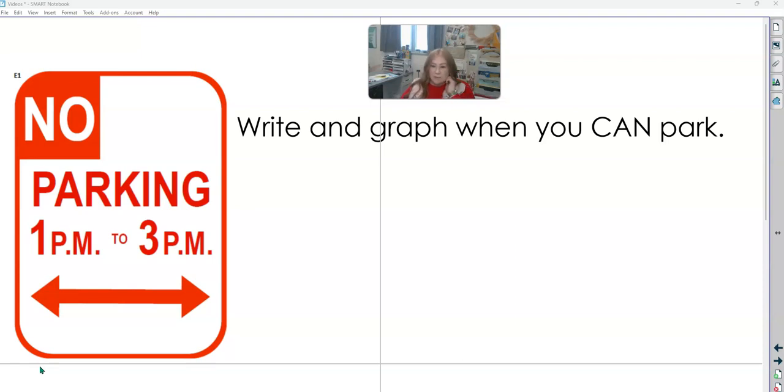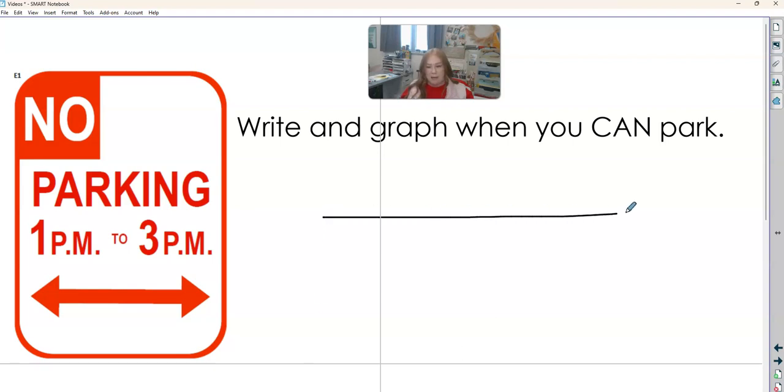All right, let's go over some more problems to help us practice and be successful in this group. So here is an example of one you might see. It says to write and graph when you can park. So there is no parking between 1 p.m. to 3 p.m. So I cannot park during that time. So I can park before then and I can park after that time.